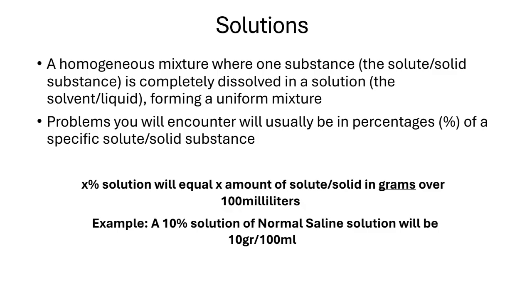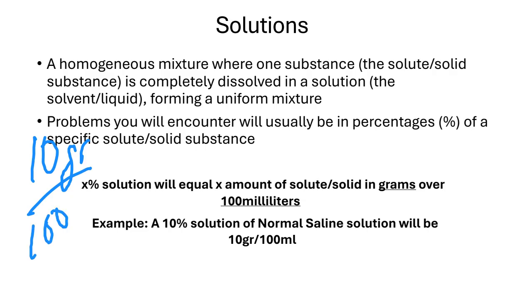So for example, if you have a 10% solution of normal saline, that means that you will have 10 grams over 100 mLs. And this could be manipulated as you want. I'm going to go ahead and start writing. In this case, you will have a 10% solution. That will be the 10 grams over the 100 mLs.